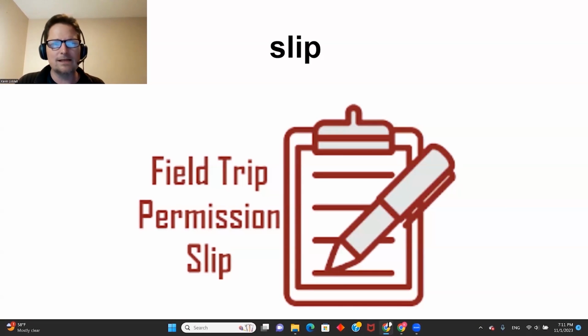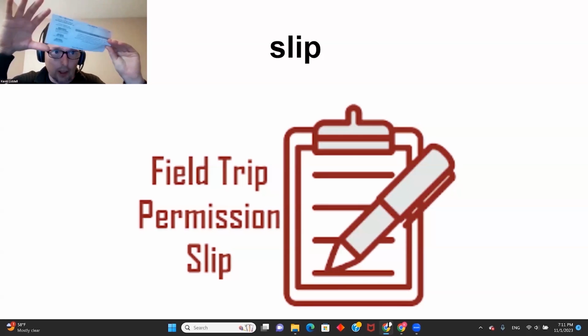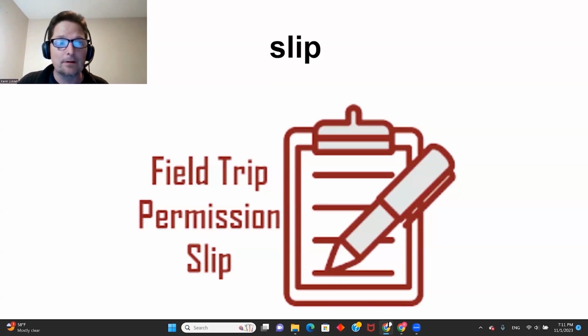And this slip, what is this slip? This is a piece of paper. A piece of paper that is smaller than a regular size is called a slip of paper. Example, this is a permission slip. Sometimes in school, the school takes the whole class to a museum or something like that, and they give the children a permission slip to take home to the parents, and the parents need to sign the permission slip. And the children bring the permission slip back to the teacher and give it to the teacher.